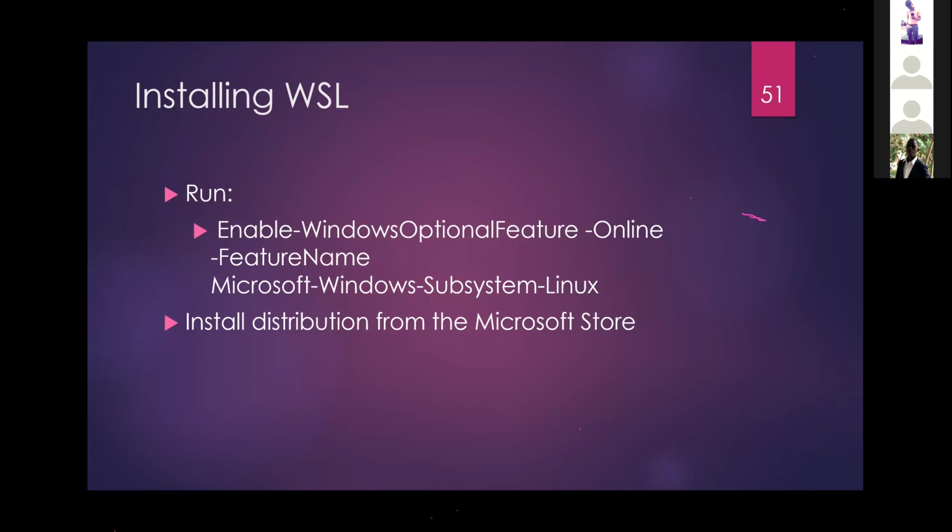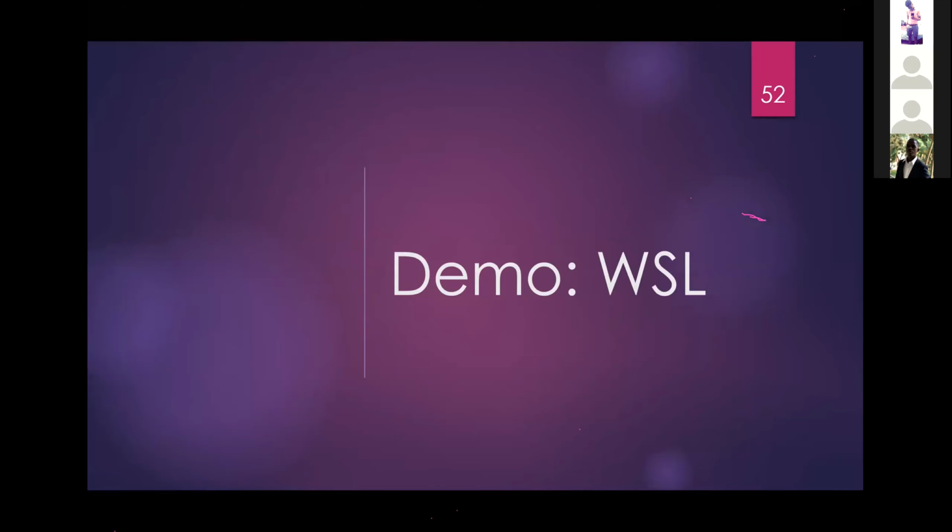If you want to install it, then you just run a single PowerShell command, and then you can install a distribution of your choice from the Microsoft Store. There's a bunch of distributions which are natively supported, like Kali, Ubuntu, Mint, and a bunch which are supported by the community. So there's ones for Arch and things like that if you would rather use Arch. And I will get onto WSL.